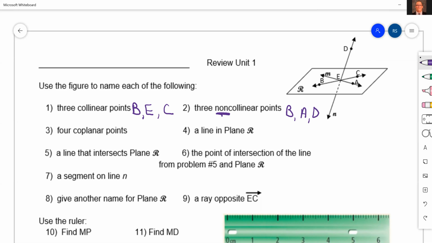4 coplanar points. So we want 4 points that are on the same plane. Remember, the plane is this shape here. It's called a parallelogram in 2D. But remember, planes go in all directions forever. But anyways, 4 points that are inside the shape here: B, E, C, and A.